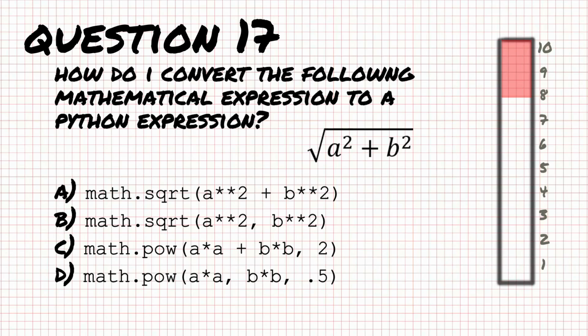C, math.pow(a*a + b*b, 2)? Or D, math.pow(a*a, b*b, 0.5).